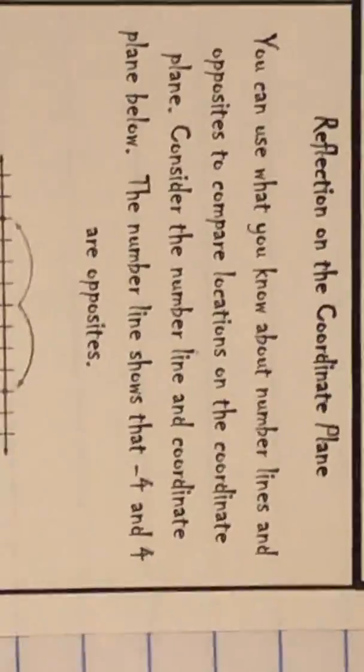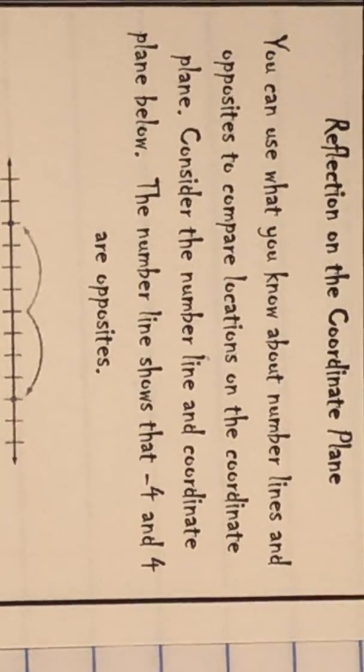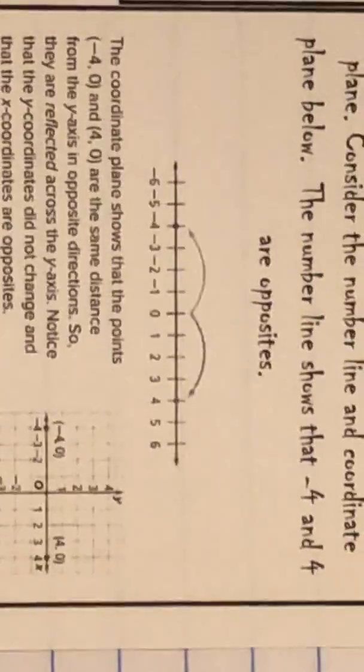Okay. We can also deal with reflection on the coordinate plane. You can use what you know about number lines and opposites to compare locations on the coordinate plane. Consider the number line and coordinate plane below. The number line shows that -4 and 4 are opposites, right?